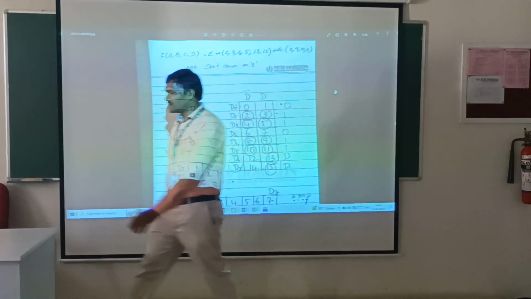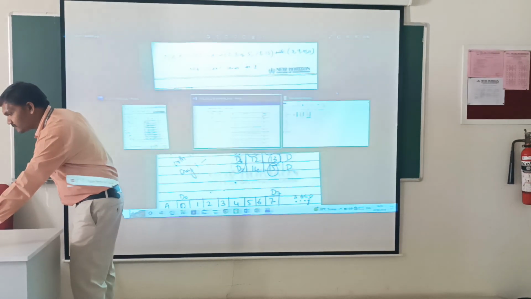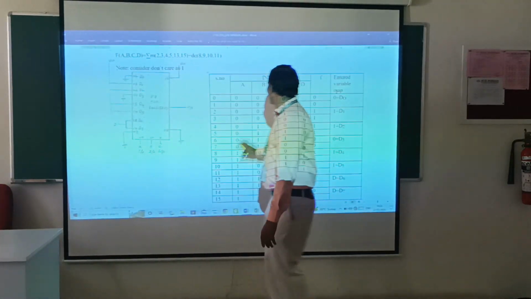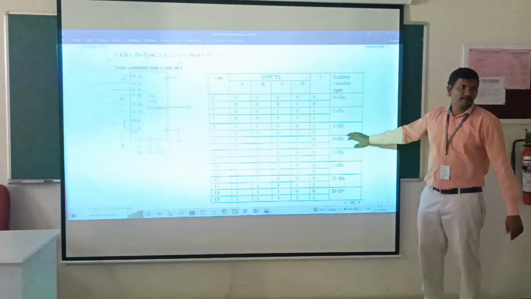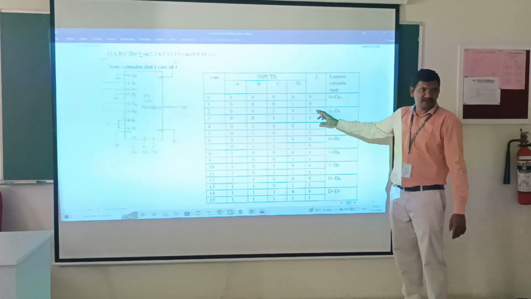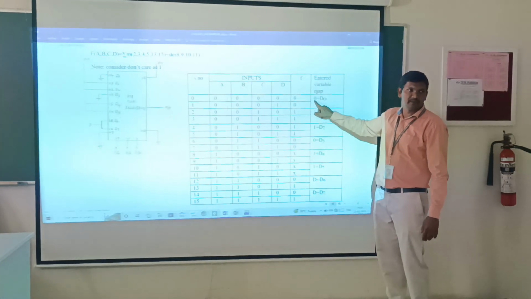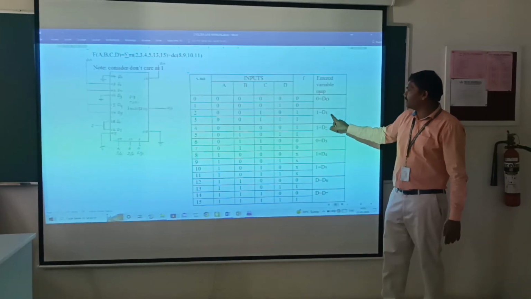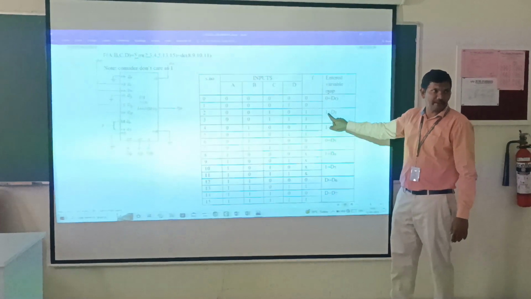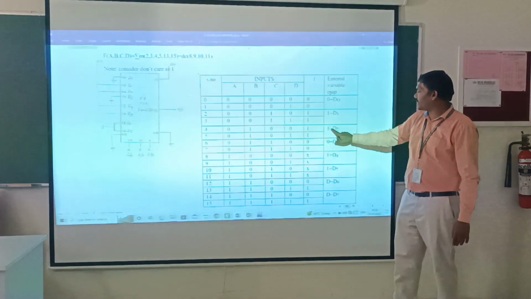Now let us see the table which you have got. As per the previous discussion we have seen the D0 value corresponds to 0 and then the D1 value is equal to 1, and then the D2 value is equal to 1.